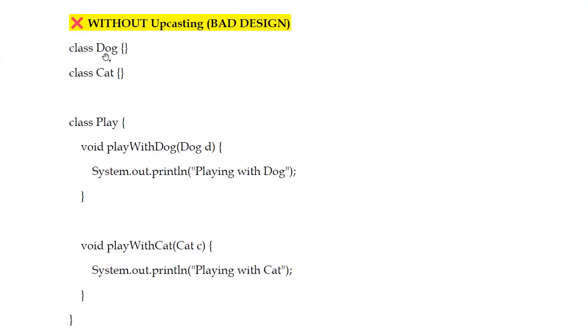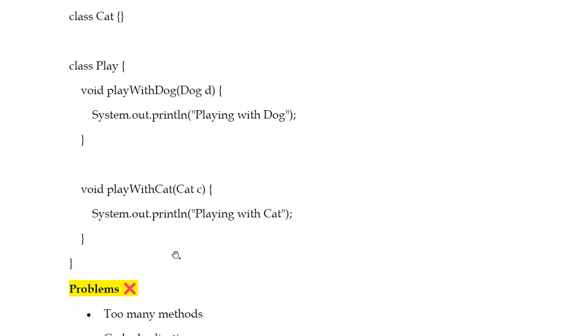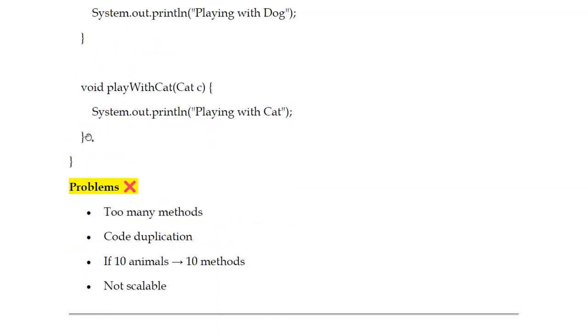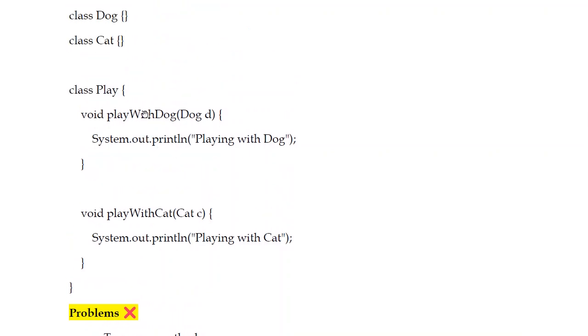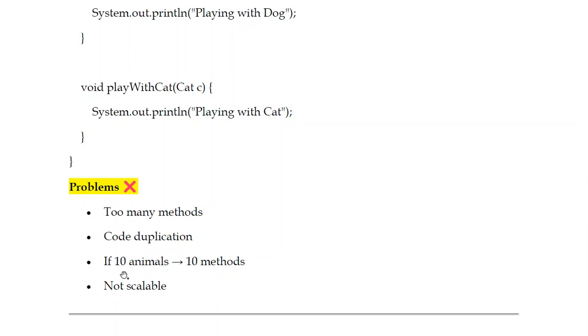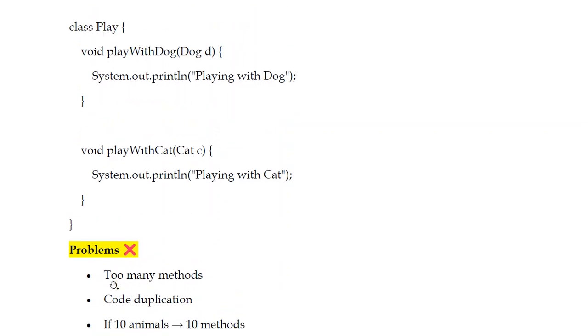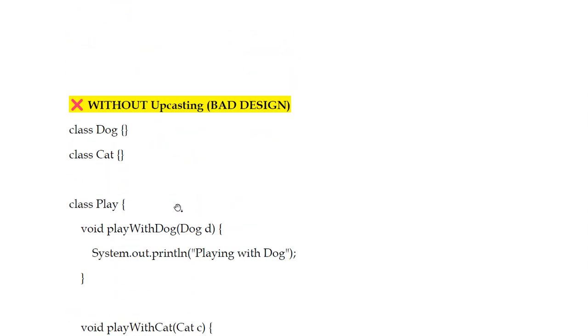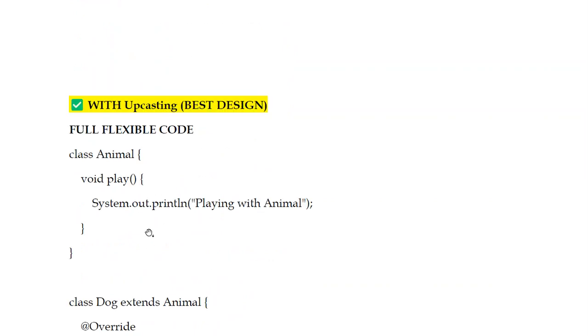Without upcasting, the bad design looks like this. Dog class is there, cat class is there. Play, you are creating one more class. So next you are having the methods play with dog, play with cat. So too many methods, and code duplication may happen. Again, you are writing System.out.println, and for each and every animal you are writing the code. If there are 10 animals, you have to write 10 methods. Got it? Without upcasting is not a scalable one.